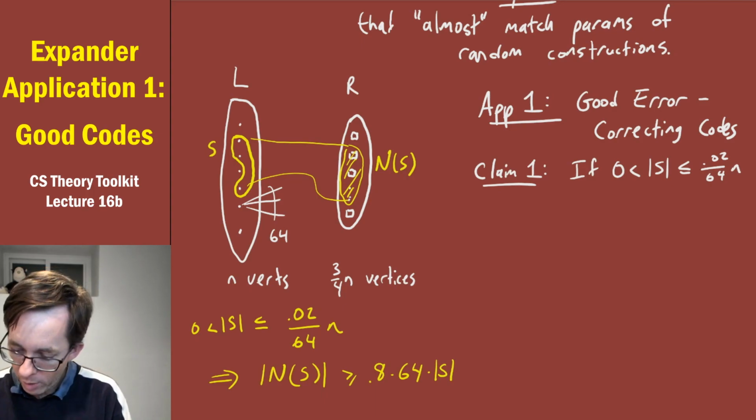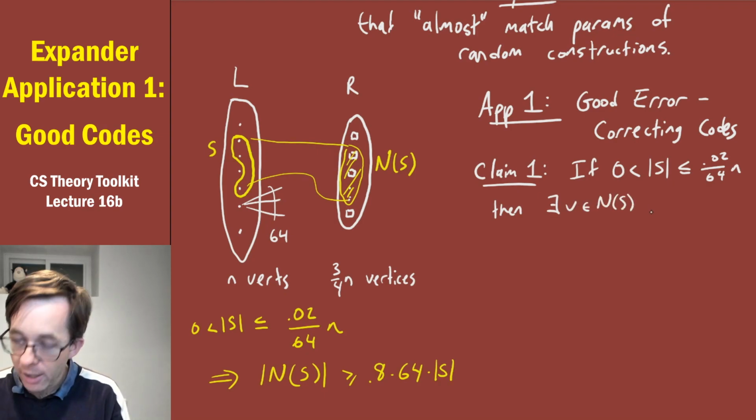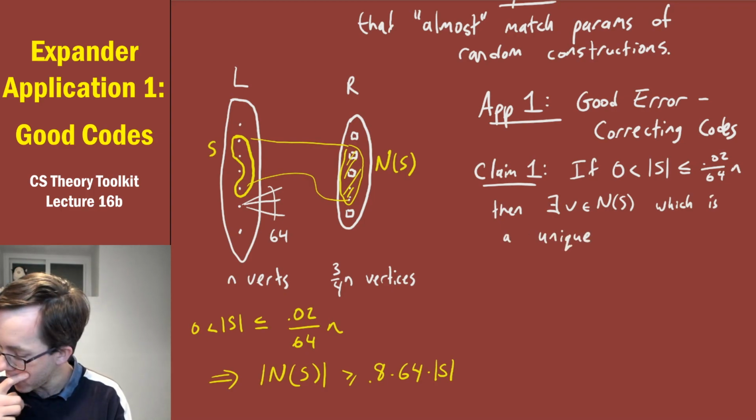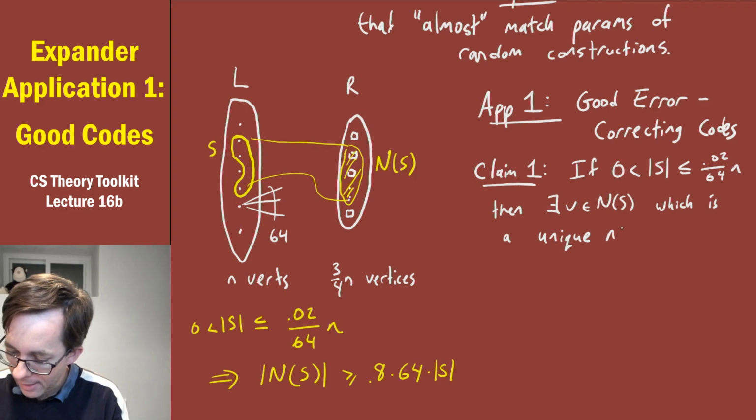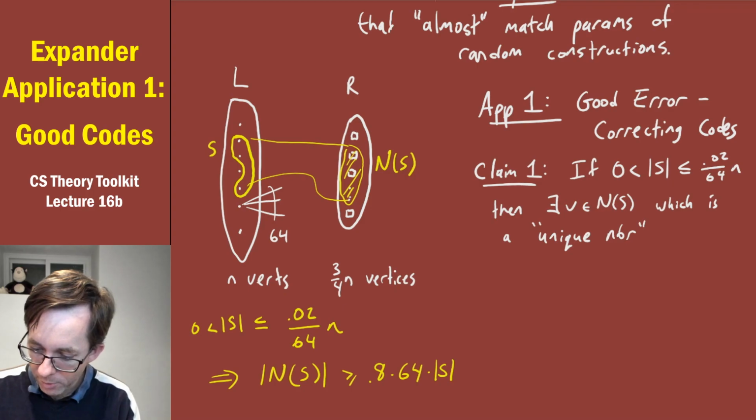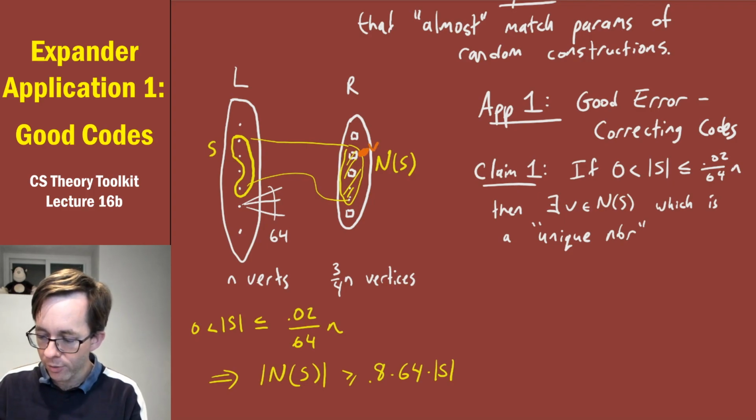Then what I want to say is it has at least one vertex V in its neighborhood set, which is a so-called unique neighbor. Okay, so what do I mean by that? What I mean by that is just that V, which is a vertex in R, has at most one neighbor back in S. Okay, so let me draw you a little picture. Maybe here's S, maybe here's some vertex V, and perhaps this is the unique neighbor for S, or a unique neighbor for S.